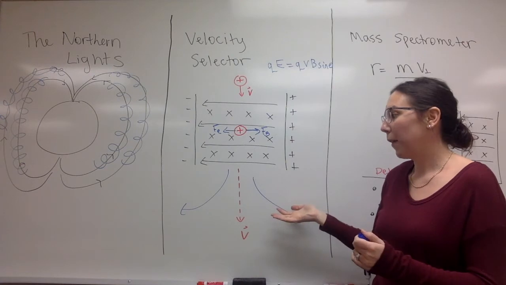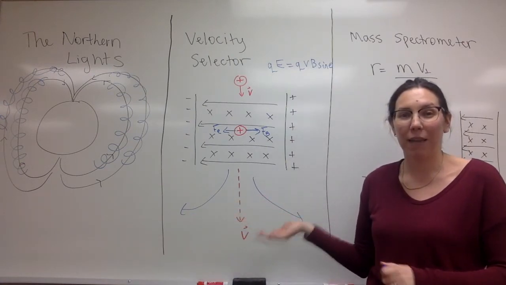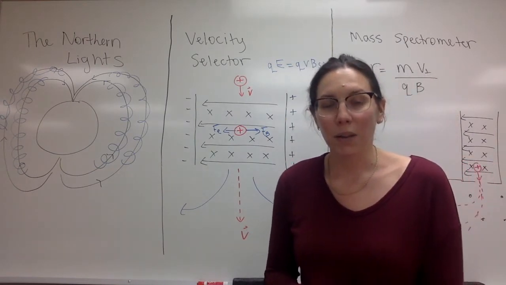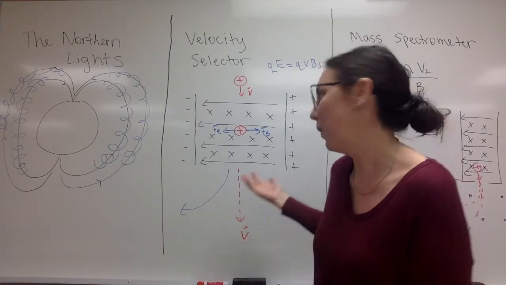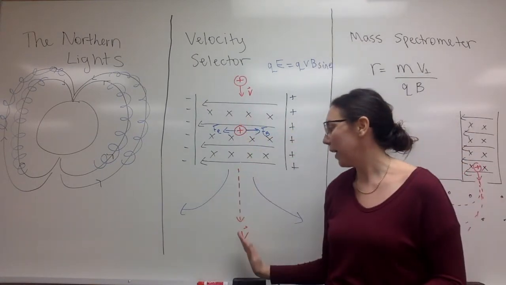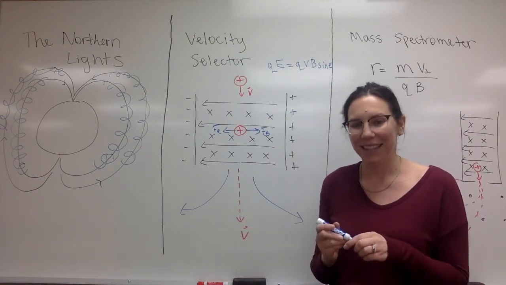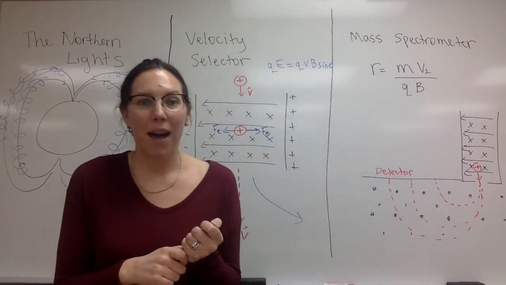For other speeds where they don't balance, the path will curve because it will now experience a net force one way or the other depending on the speed of that particle. So only charged particles with the exact desired speed that this is set to detect will go through a straight line path and be ejected from the velocity selector. Sometimes a velocity selector is also used with a mass spectrometer.